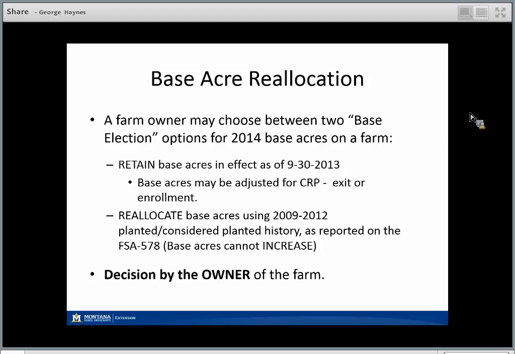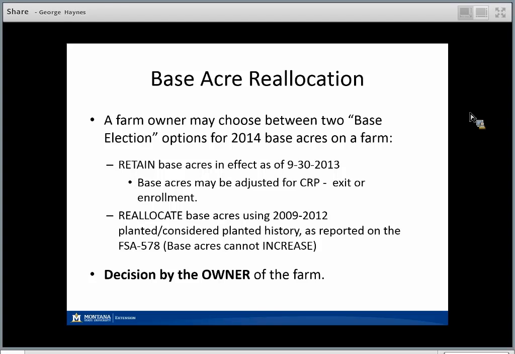And this reallocation required you to put your acres that you had planted from 2009 to 12 into a little matrix. And then you could go ahead and reallocate based on kind of the average, the acres that you had planted over that period of time. So in order to do what I told you about before, where you want to switch it all over to wheat, that would only be in the instance where you had a producer that hadn't planted any barley. Then they could make that transition, but not otherwise. They had to follow this reallocation rule.